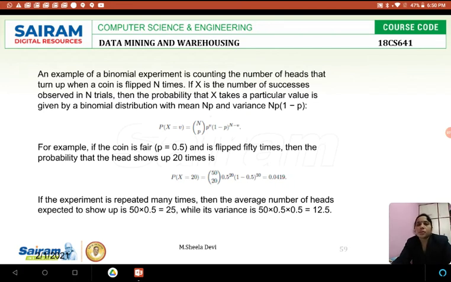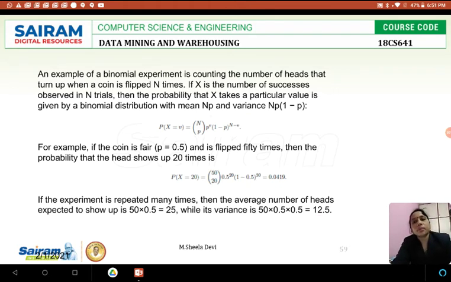So if the experiment is repeated many times, then the average number of heads expected to show up is 50 into 0.5, which is equal to 25. And here we are calculating the variance with the formula np into (1 minus p). So 50 into 0.5 into 0.5 is equal to 12.5. So this is the value of the variance.